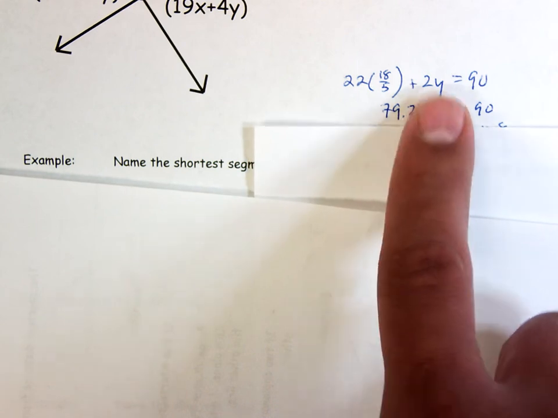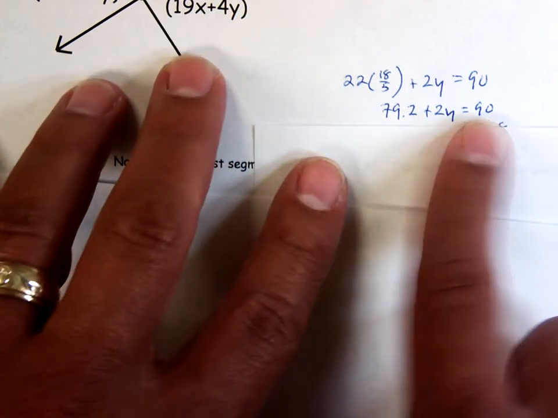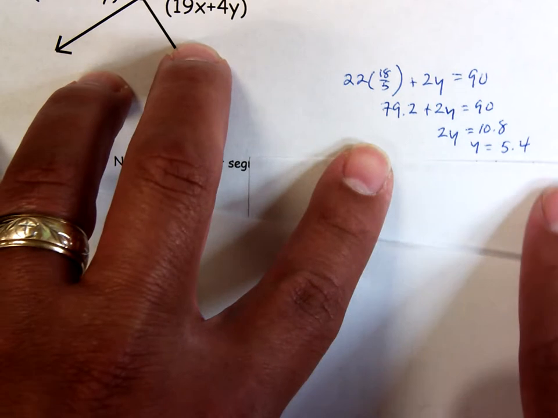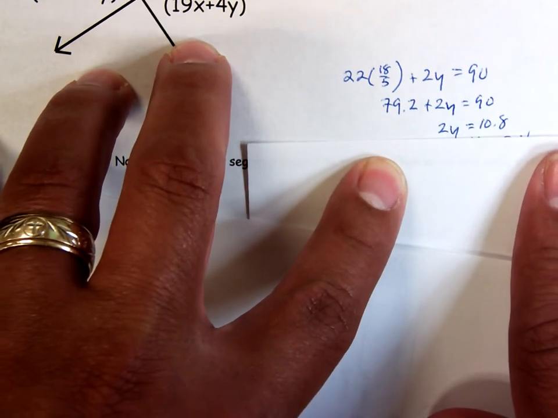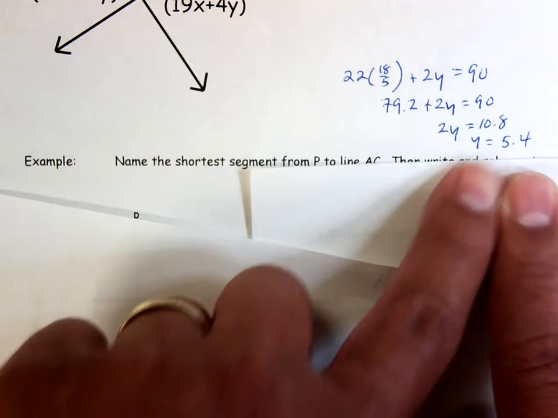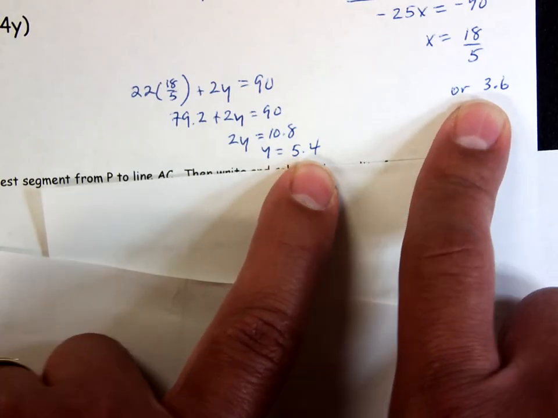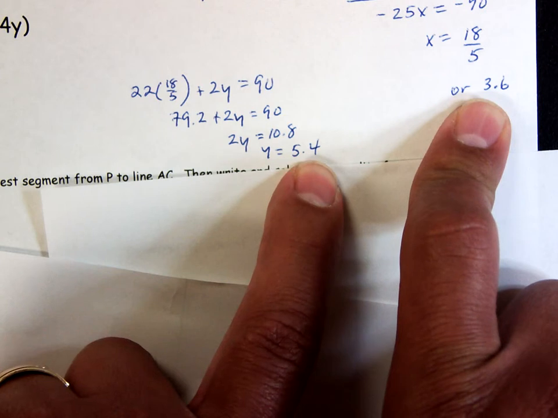Still have the 2y, still have the 90. Subtract 79.2 from both sides. 2y has to be equal to 10.8. And so y has to be equal to 5.4. So again, this is algebra. We got to be sure that our algebra skills are where they need to be.